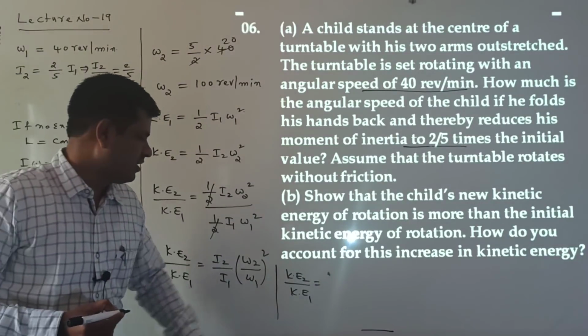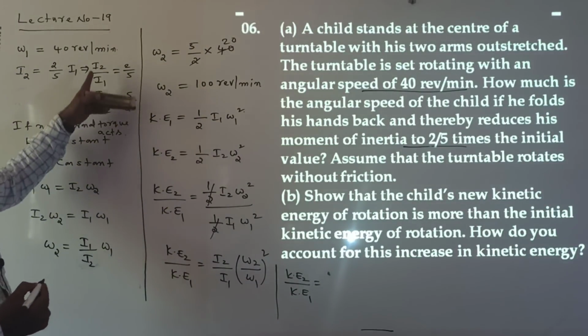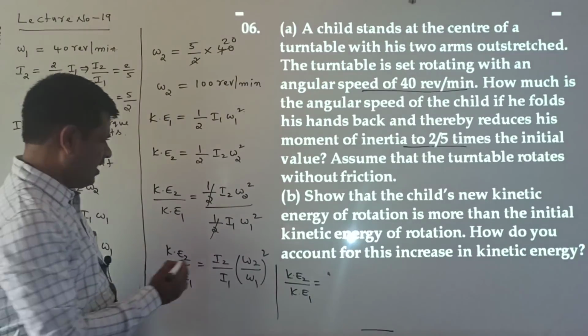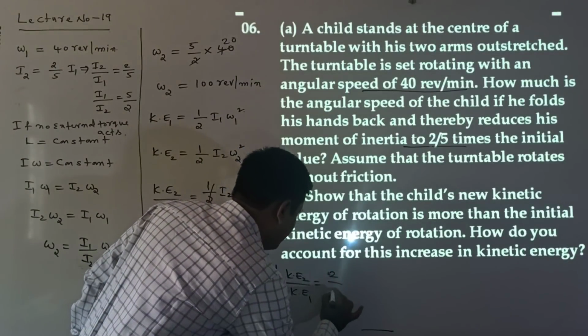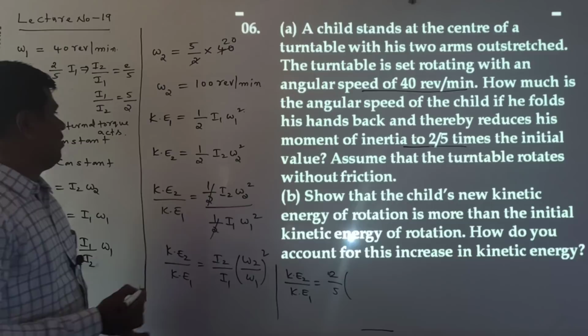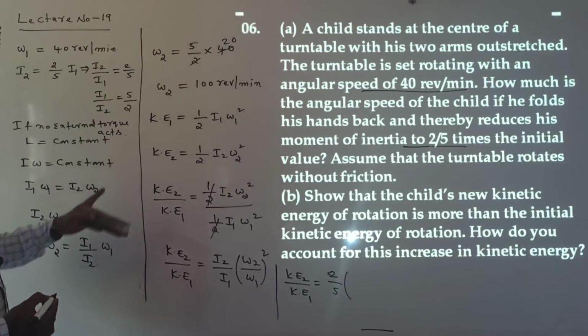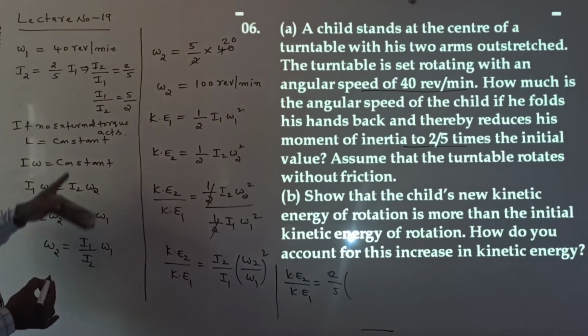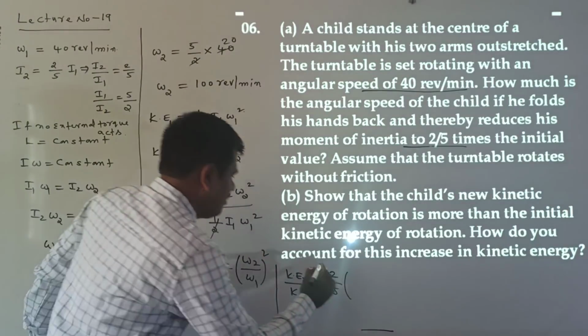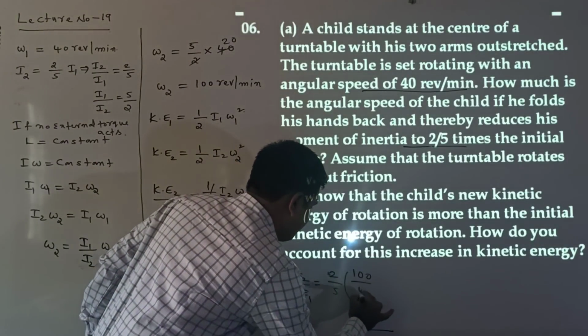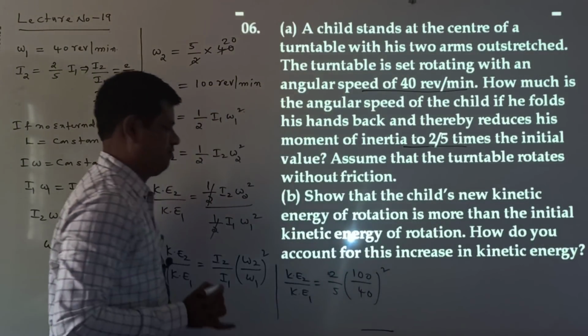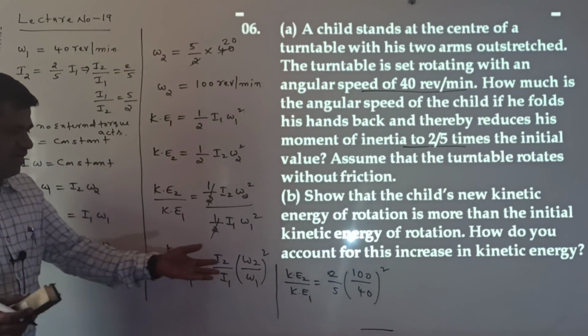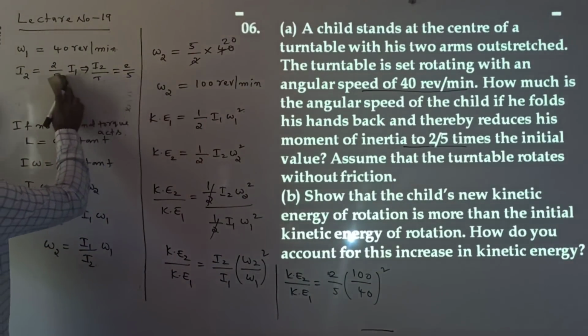Now kinetic energy 2 by kinetic energy 1 means I take the I2 by I1 value, which is equal to 2 by 5. As usual I am writing omega 2 by omega 1. Omega 2 is equal to 100, omega 1 is equal to 40. So this is 100 by 40 whole square. Now I am calculating again.